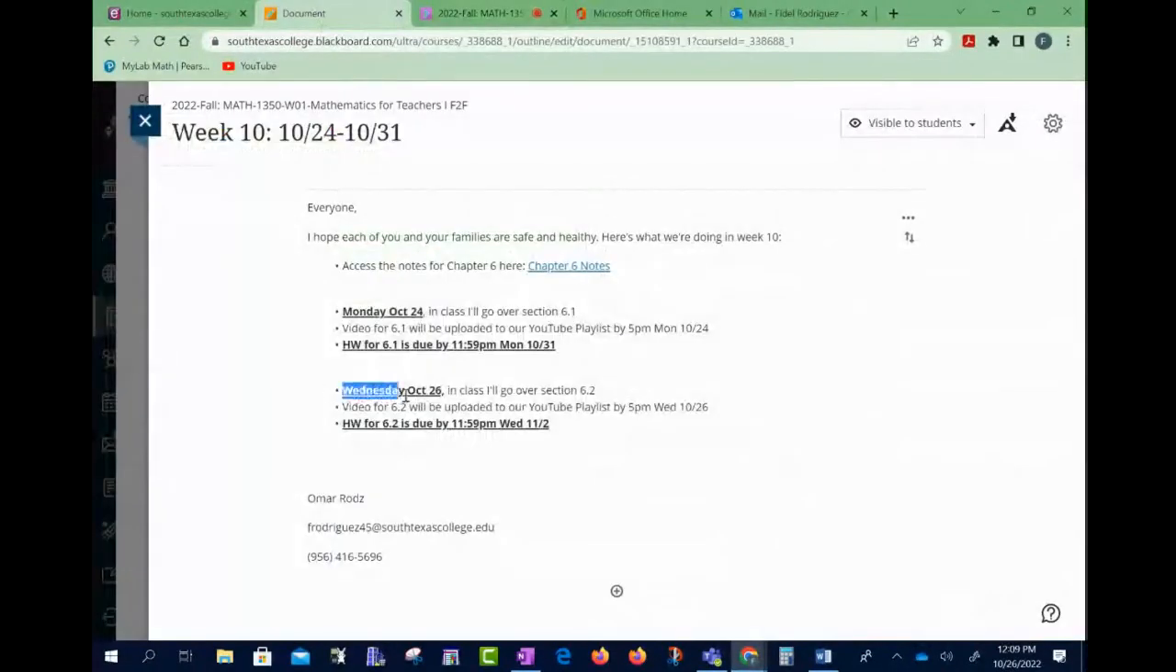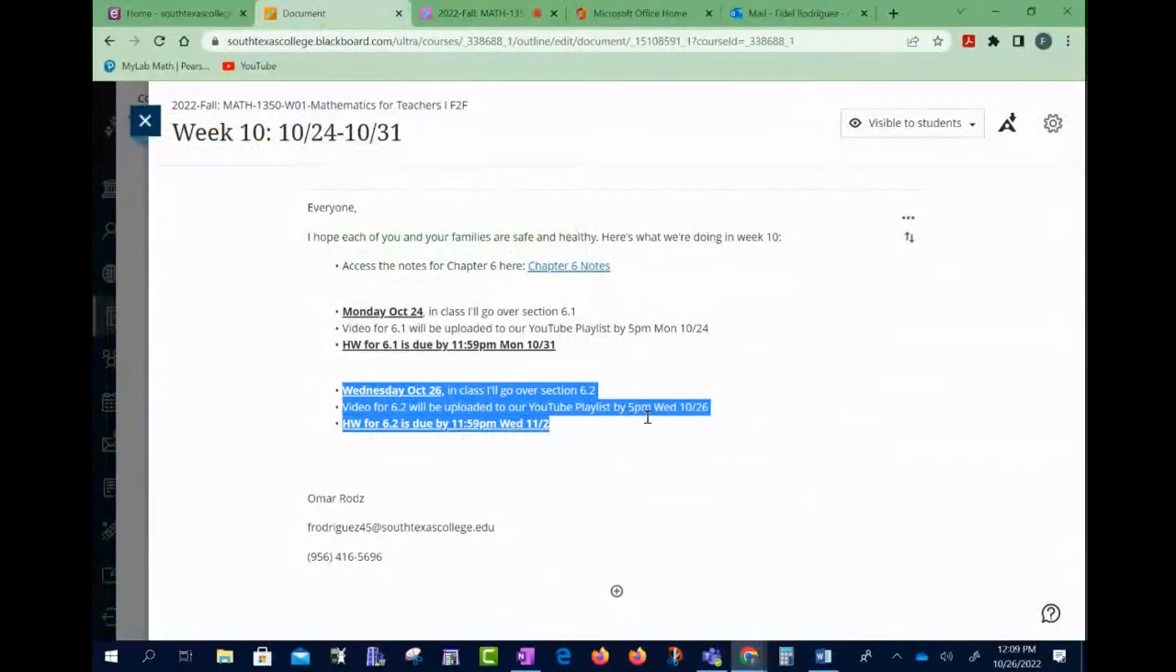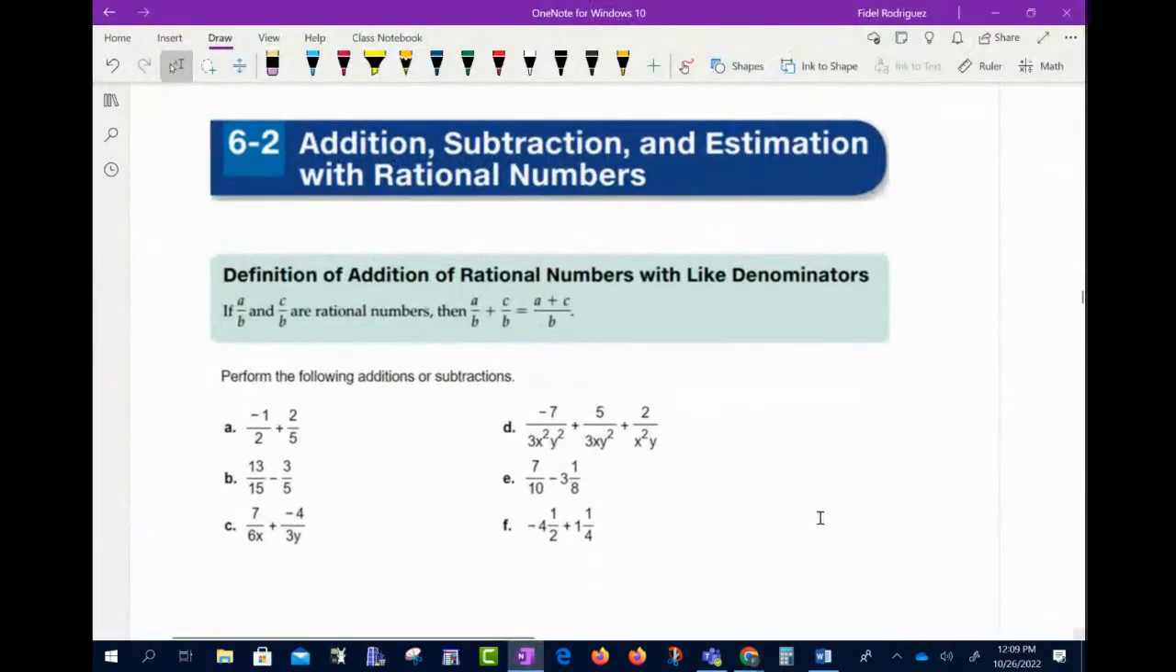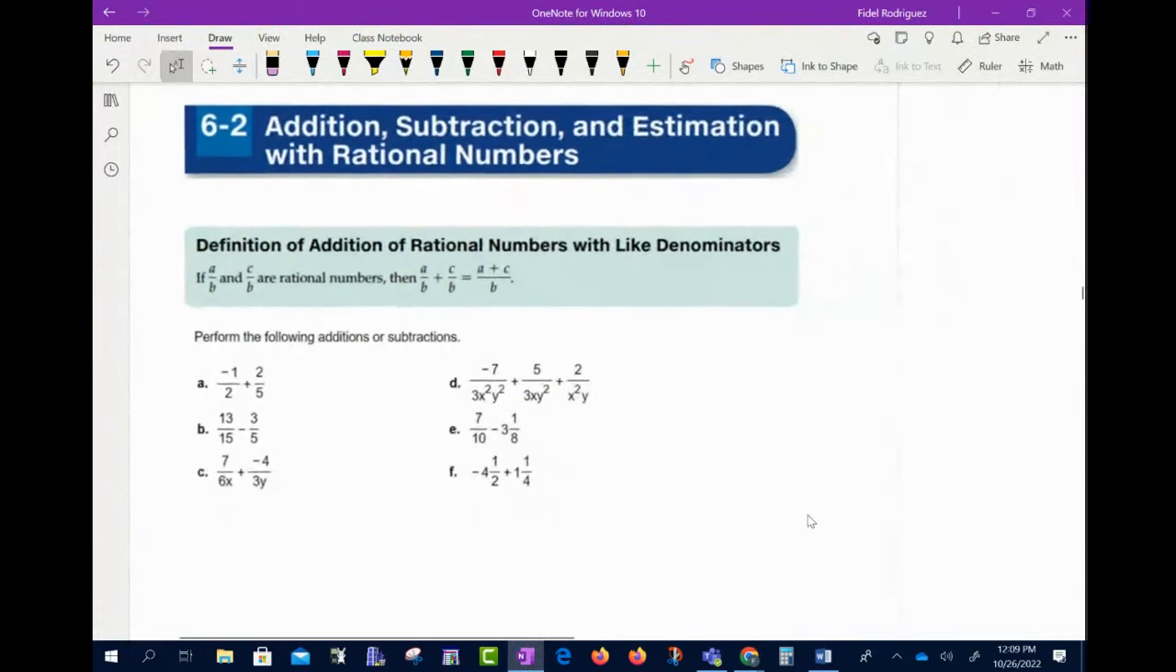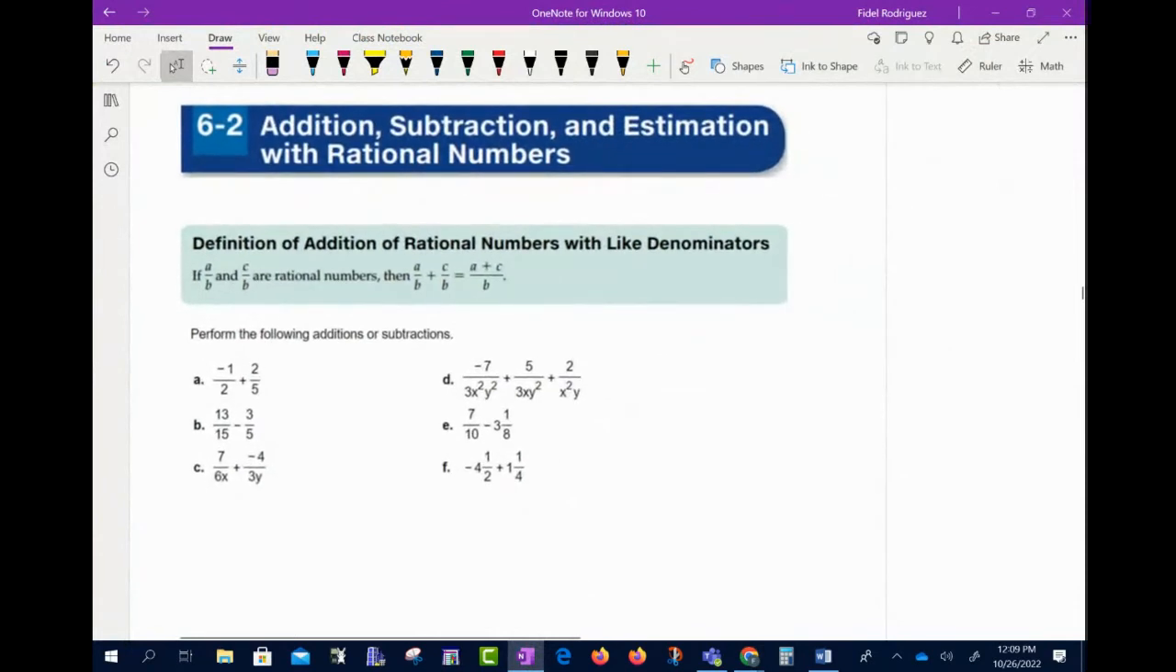Today, what I'm going to do, I'm going to go over section 6.2. So let me go ahead and get started. I have my notes right here. Okay, 6.2. So chapter 6, y'all, deals with rational numbers. Rational numbers are basically just fractions, okay?